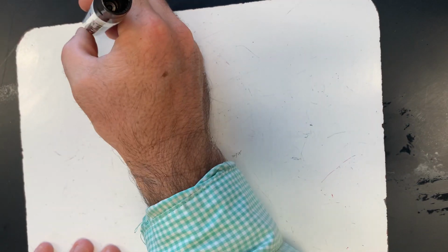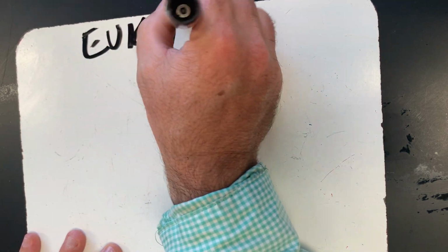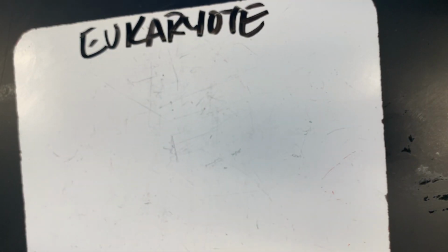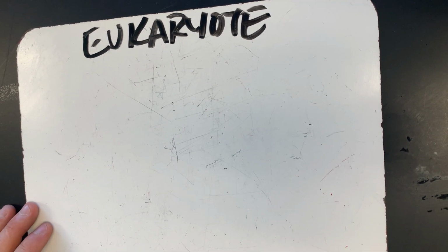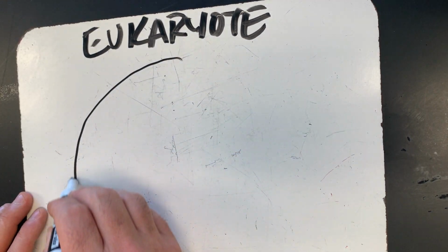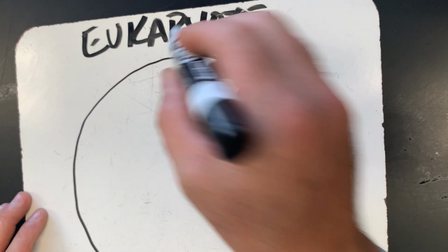I'm going to draw a eukaryote because they're the most complex. Let's just start with the hard and work to the easy. And it's really not hard anyway. It's a pretty simple idea. So I'm going to start with a cell membrane. Obviously this isn't to scale. Cells are a lot smaller than this.